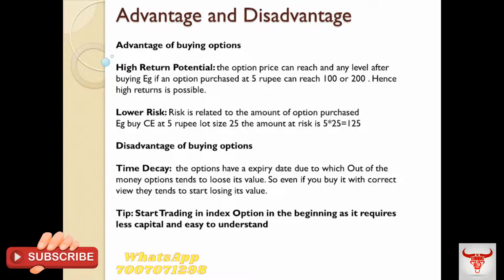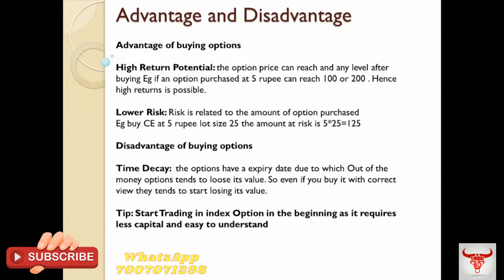The second thing is the lower risk. An option has a lower risk, as when you are buying the option, you are only investing a part of the money and taking a calculated risk. For example, if you are buying a call option at 5 rupees with a lot size of 25, your total purchase will be 125 rupees. So the amount at risk will be only 125 rupees, whereas it has the potential to go to 100, 25, 30, 50, 200, anything like that. So with a small investment and a small risk, you are trying to capture high potential or high rewards.